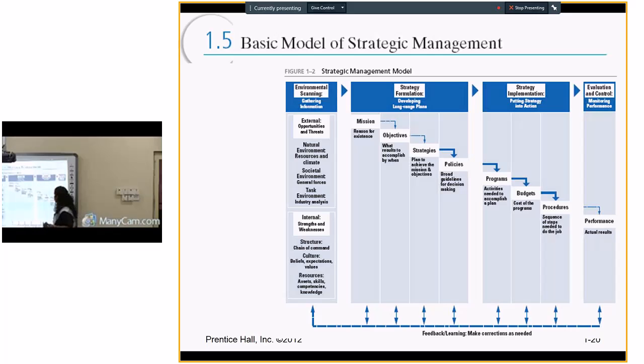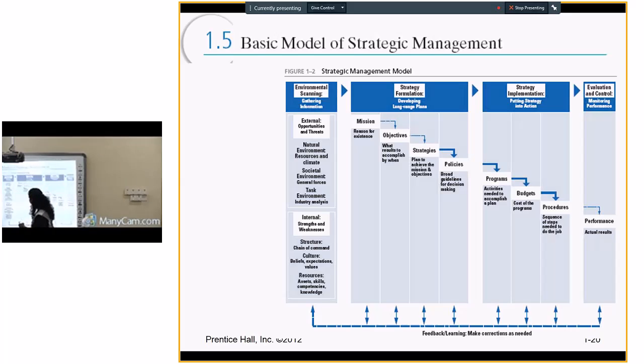Understood? So in evaluation and control, as I mentioned, this is the monitoring process that the company has. We are monitoring the performance. Whether we have done something wrong or something correct, we are analyzing the results: what we were expecting as objectives and what actually happened. Therefore, this is a kind of performance review process when it comes to evaluation and control.